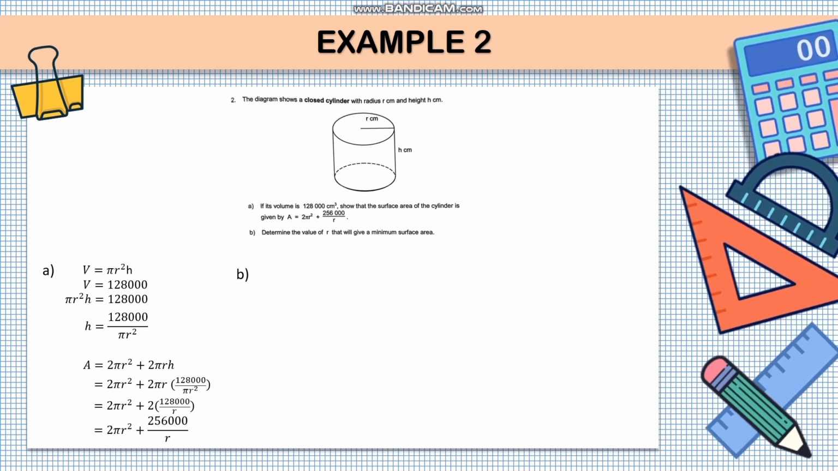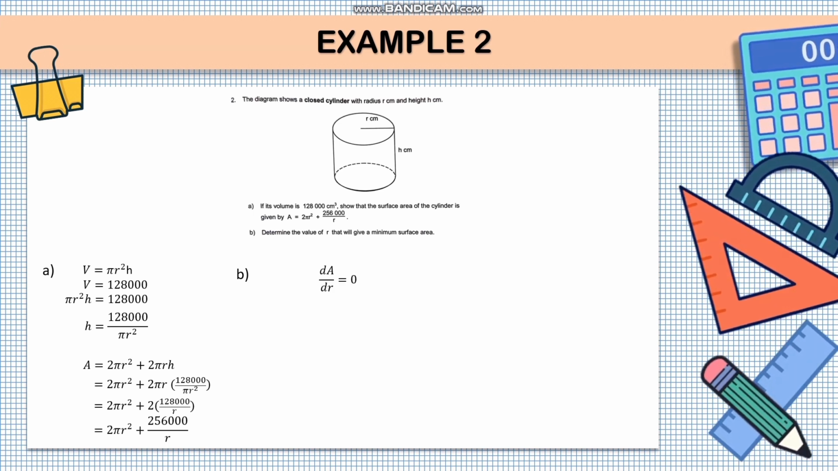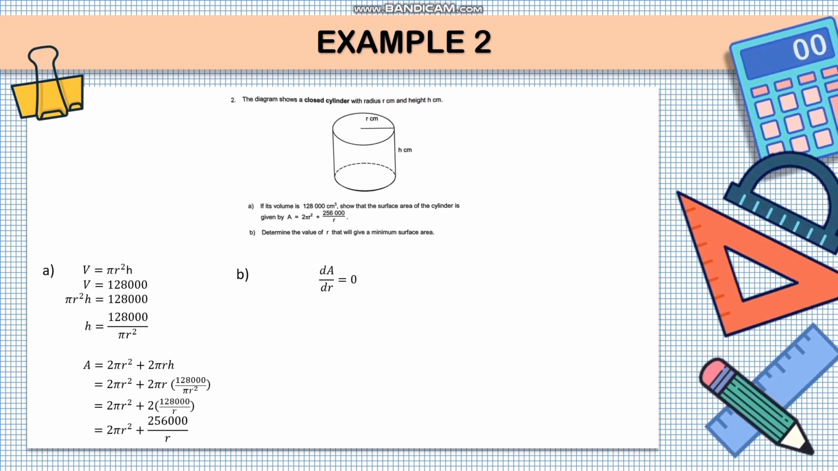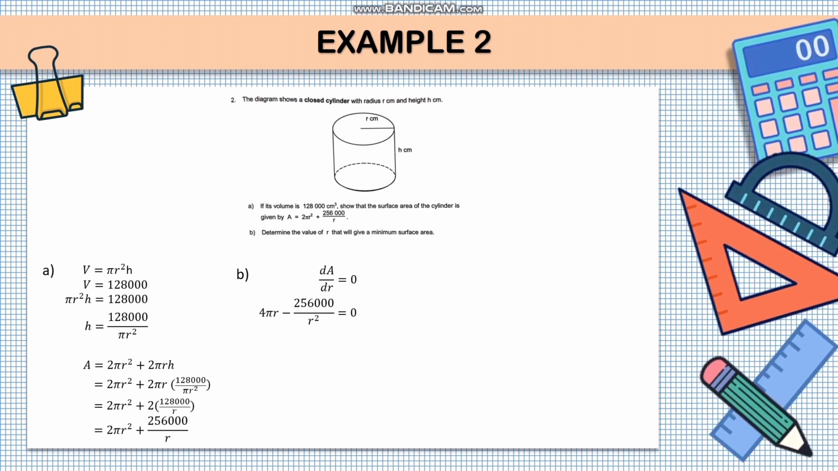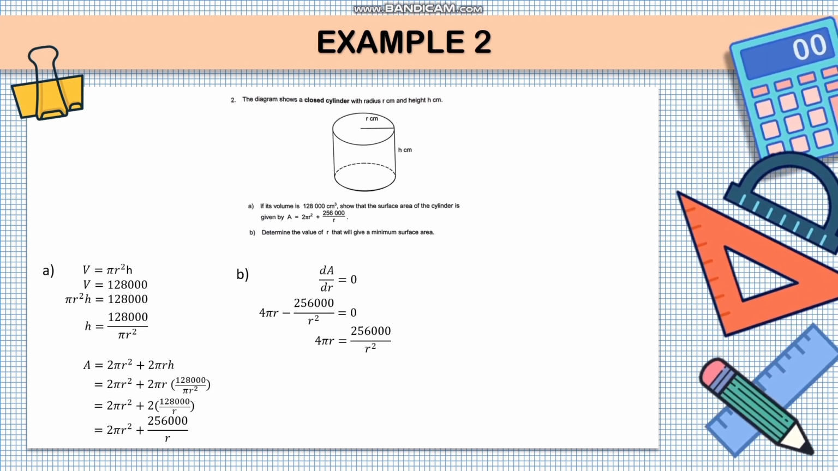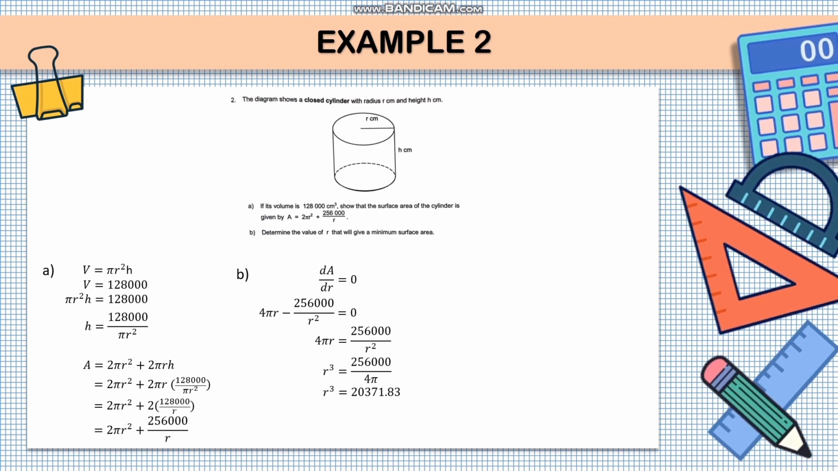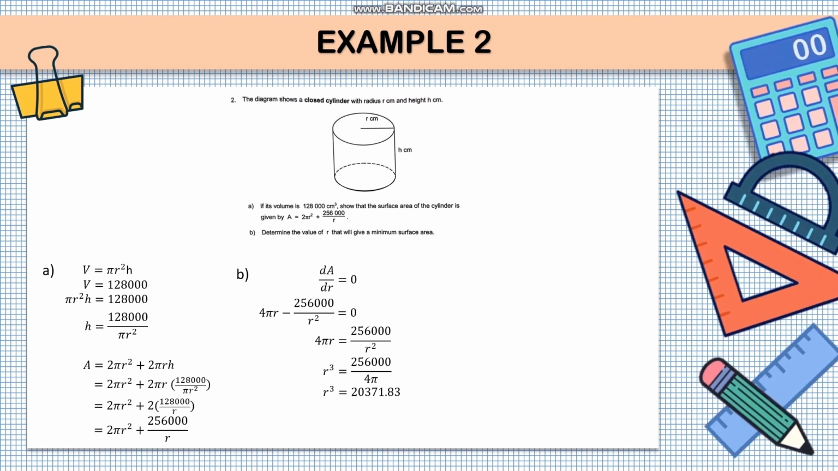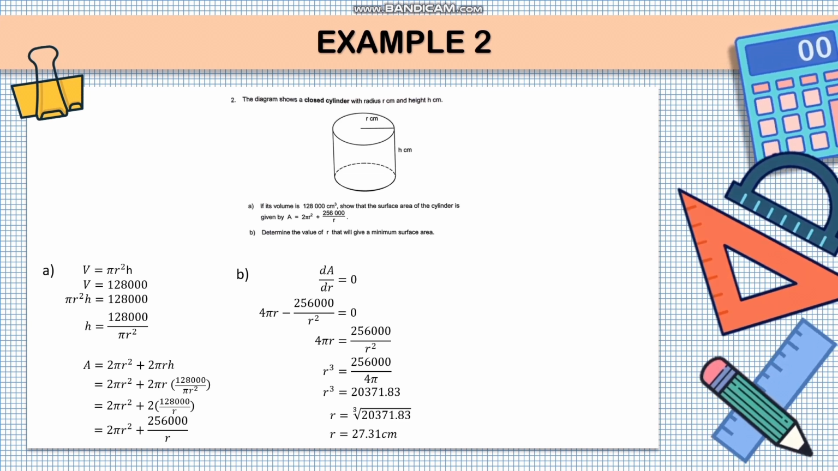Next, B. We need to find the value of r that will give a minimum surface area. Firstly, we need to find the derivative of 2 pi r squared plus 256,000 over r. So we get 4 pi r minus 256,000 over r squared equals 0. We need to bring 256,000 over r squared to the right, then we bring 4 pi to the right. So here 256,000 divided by 4 pi and we get 20371.83. Lastly, we leave r alone on the left, then we get 27.31 cm as the value of r.